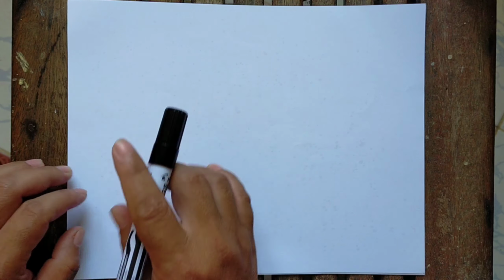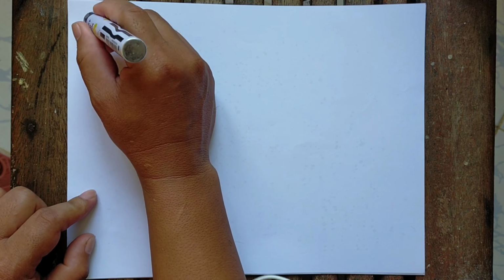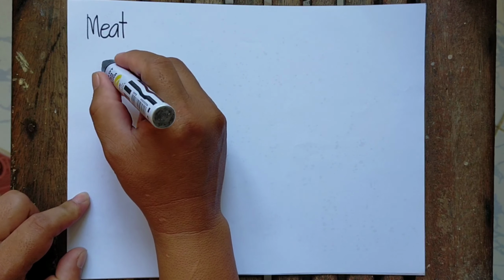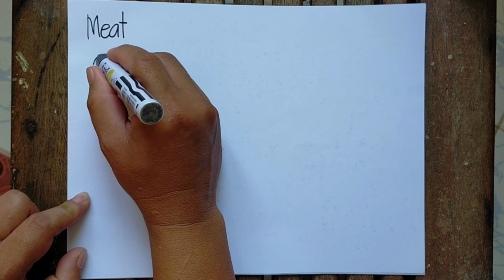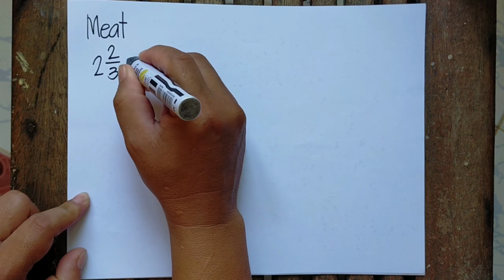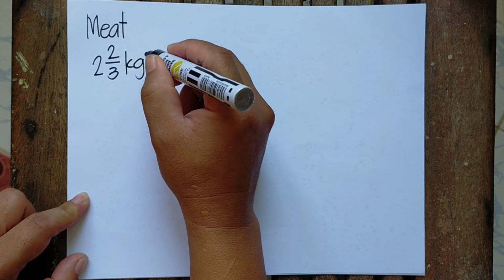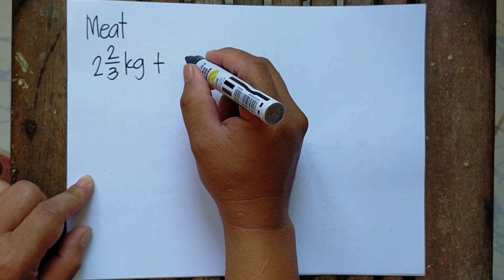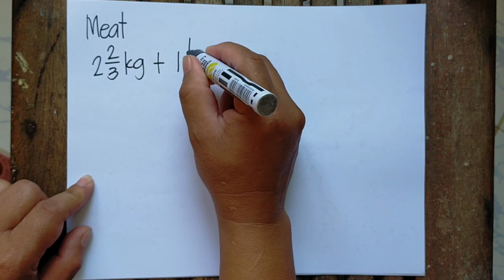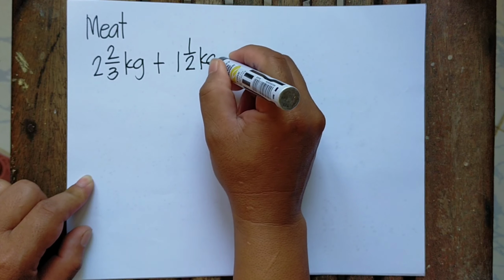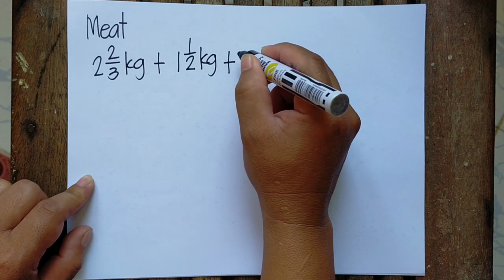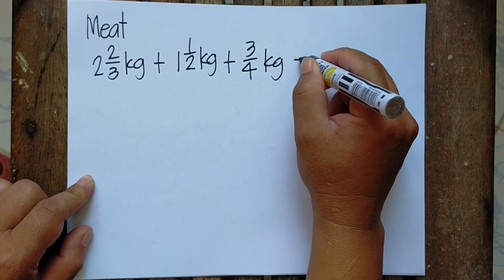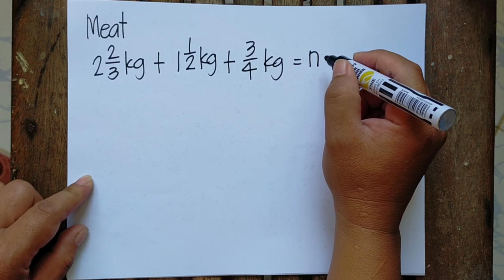Let us now find the total weight of the meat I bought. I bought pork that weighs 2 and 2/3 kilograms, and one of the pieces of chicken that weighs 1 and 1/2 kilograms, and another piece that weighs 3/4 kilograms. This is equal to n.